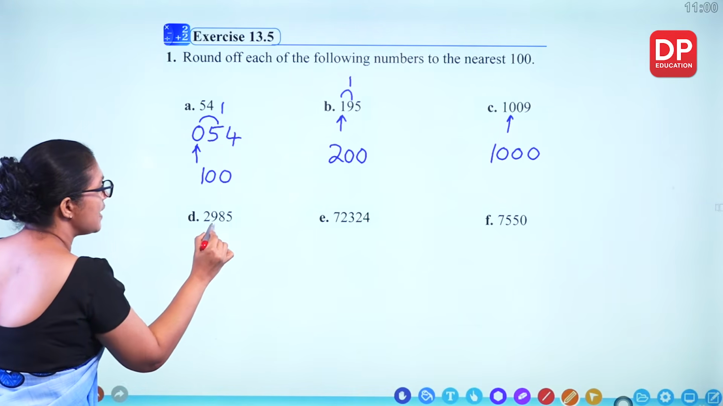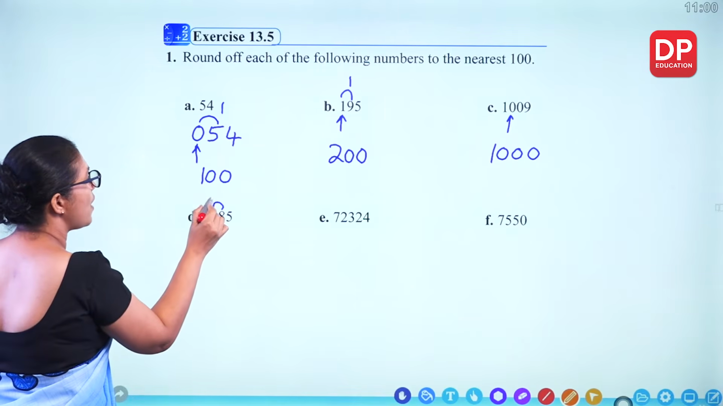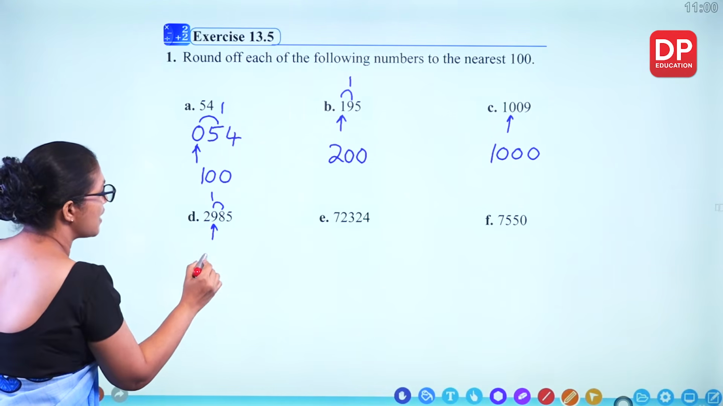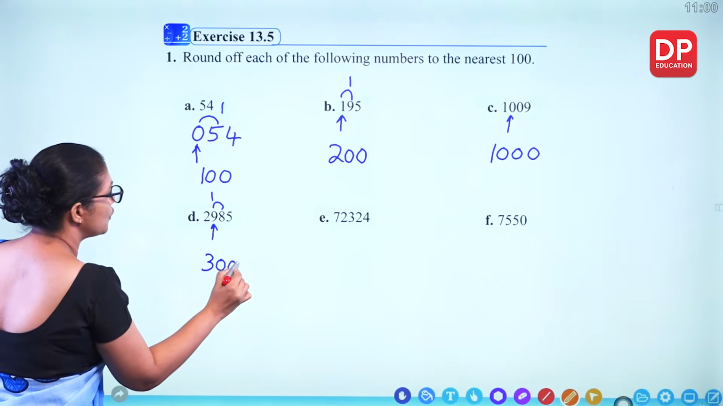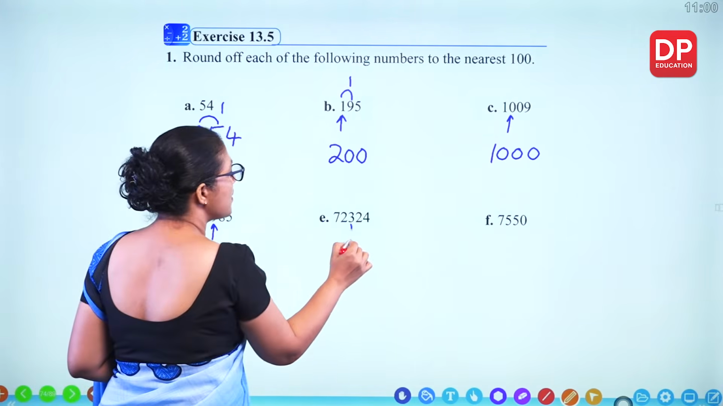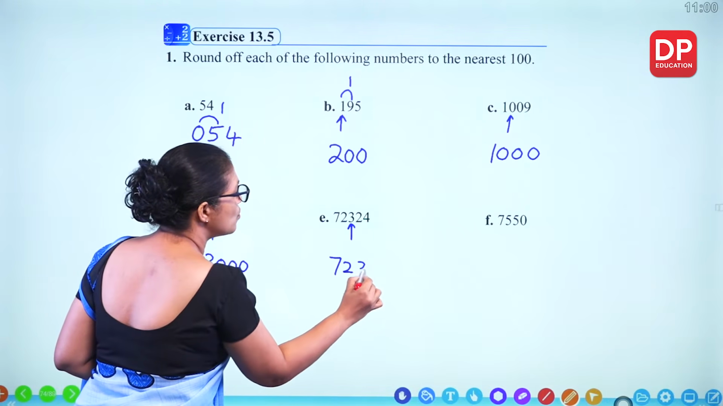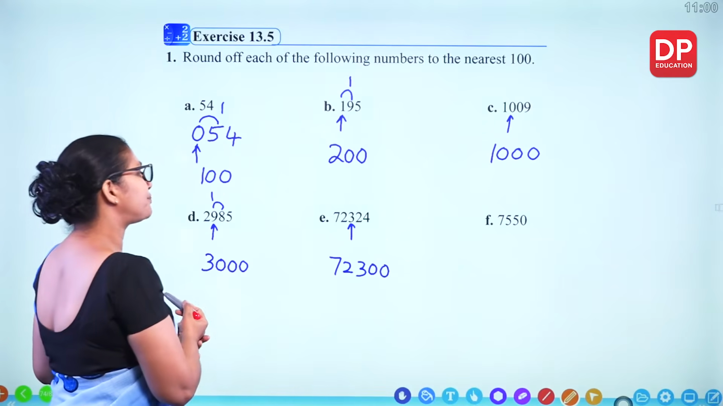This is the hundreds place. 8 is more than 5, you need to add 1. So when you are adding, this becomes 3. So 3000. Hundreds place, this is this. So not adding, so 7, 2 and 300.